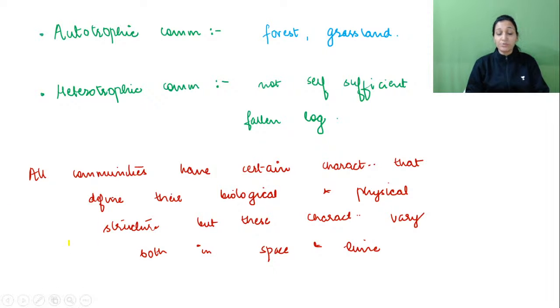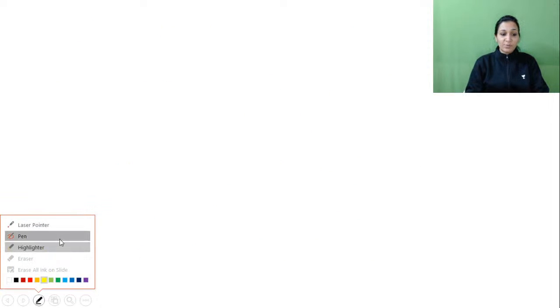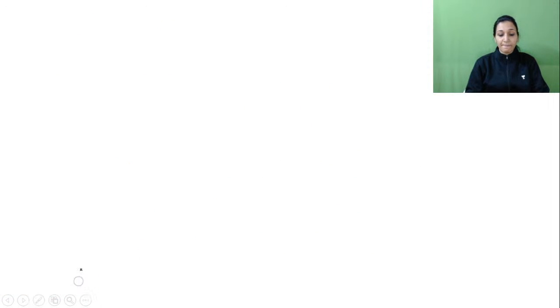So what you need to remember in this sentence, it can be an important sentence, is that they have certain characteristics which define the biological and physical structure of a community, but another thing is it varies in space and time. These are the words which you need to remember with this sentence. Now another thing that we need to talk about is guild.